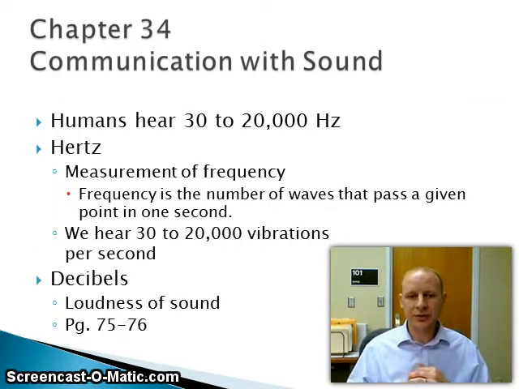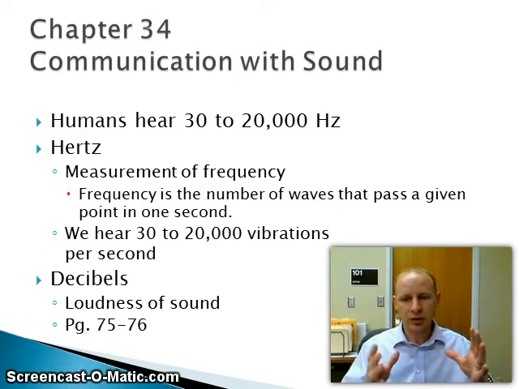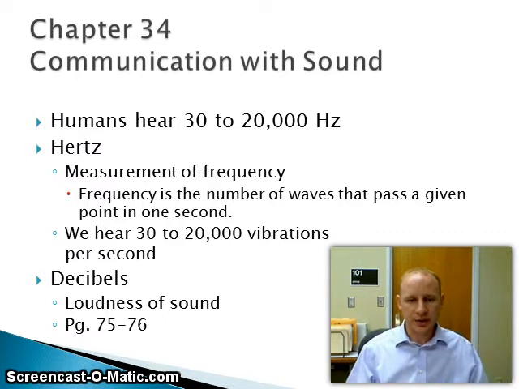As humans, we hear about 30 to 20,000 hertz, or vibrations per second. And we measure that in hertz, Hz, which is the measurement of frequency. Frequency being the number of waves that pass a given point in a second. So as we make that rapid disturbance in the air, it creates a wave in the air, and that wave has a curve, a standard sine wave, and it has a frequency to it. And that frequency is going to be dependent upon how often those waves go through, how short or long or tall those waves happen to be. And we measure those in hertz. And so as humans, we hear about 30 to 20,000 vibrations per second.